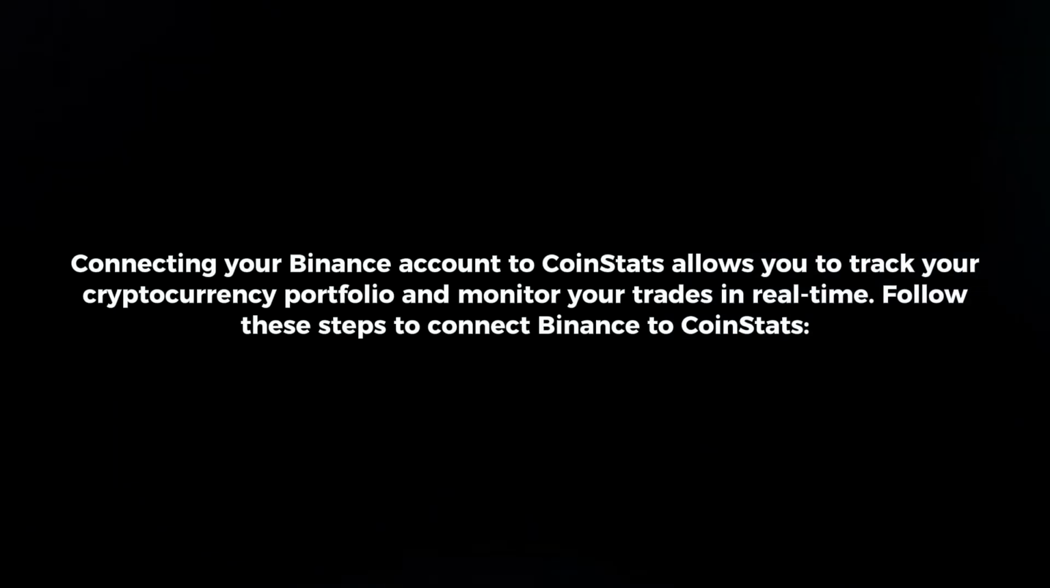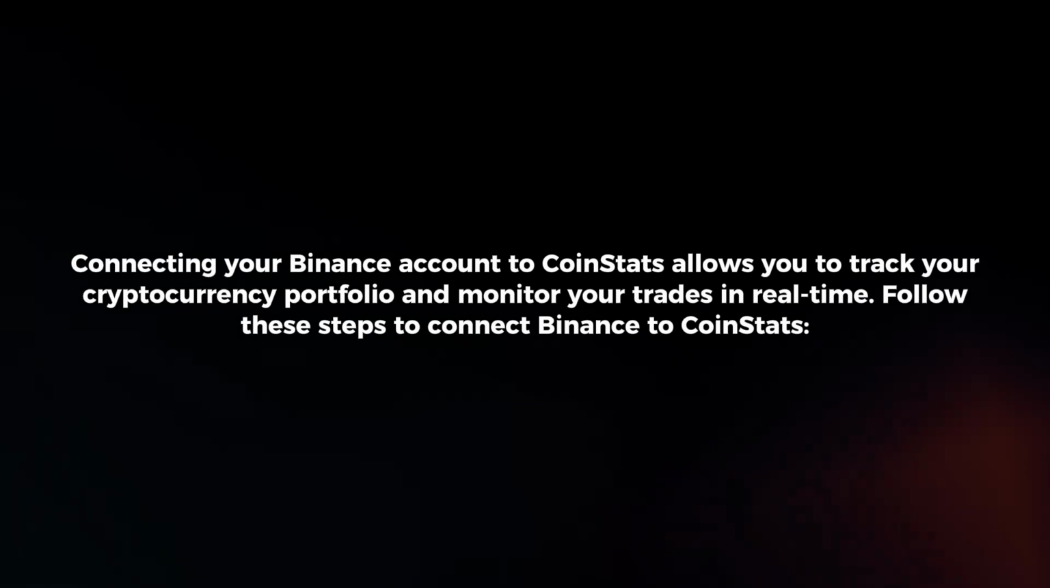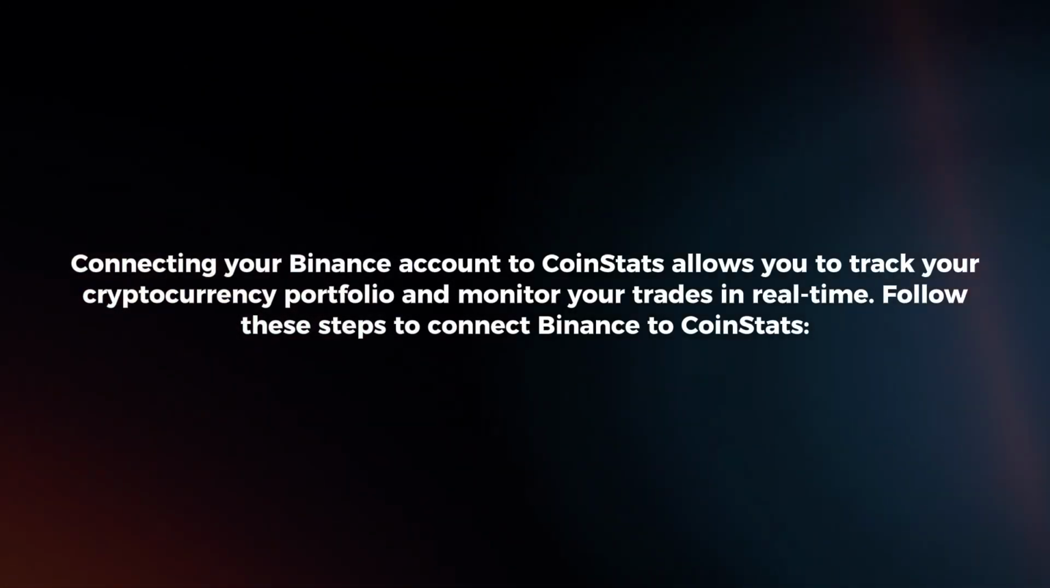Connecting your Binance account to CoinStats allows you to track your cryptocurrency portfolio and monitor your trades in real time. Follow these steps to connect Binance to CoinStats.